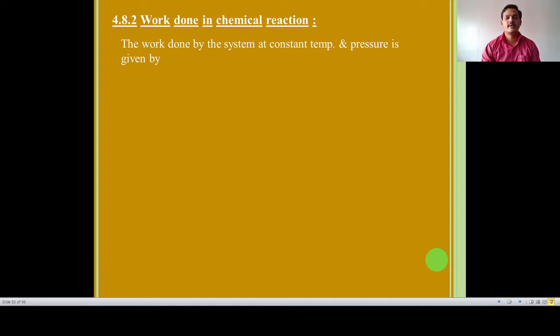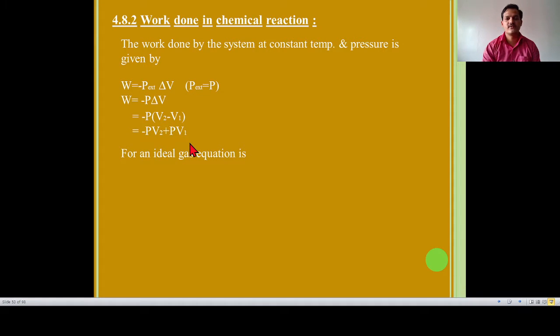The work done by the system at constant temperature and pressure is given by W is equal to minus PEX into delta V. This is the formula for pressure volume work in expansion. Suppose the external pressure is equal to the internal pressure of the gas, then we replace PEX by P, the internal pressure of the gas. So we get W is equal to minus P into delta V. Delta V means change in the volume, so V2 minus V1. Then we can write minus P into V2, that is minus PV2, plus P into V1, that is PV1.